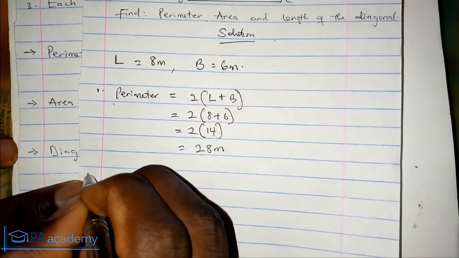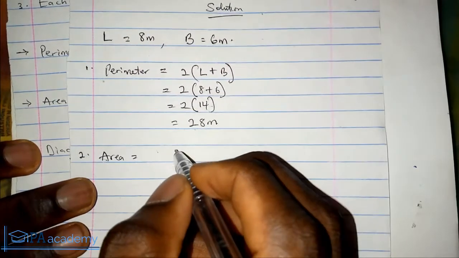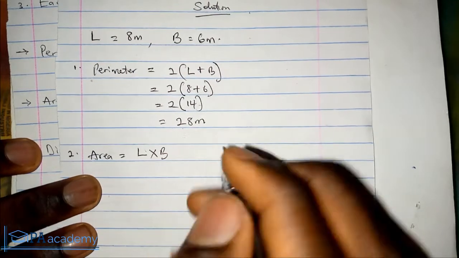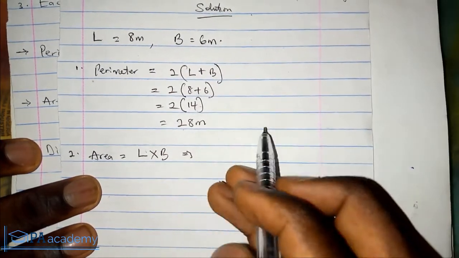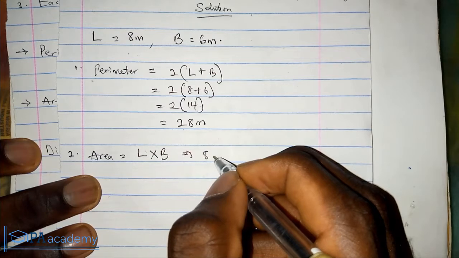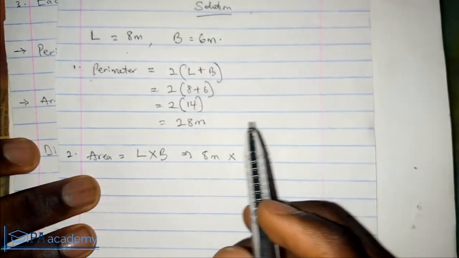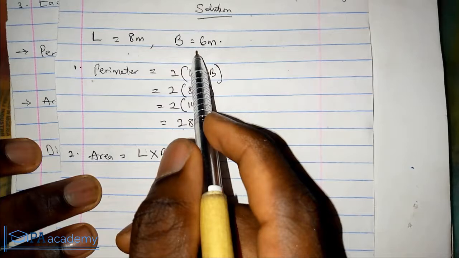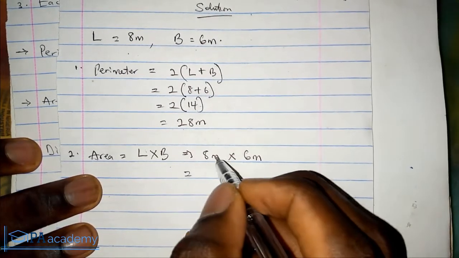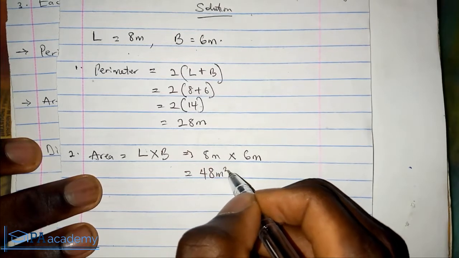Now let's look at the next question. The next one says we should look for the area. The area of a rectangle is length times breadth. So our length is 8 meter, multiplied by our breadth, which is 6 meter. So 8 times 6 will give us 48 meter square.